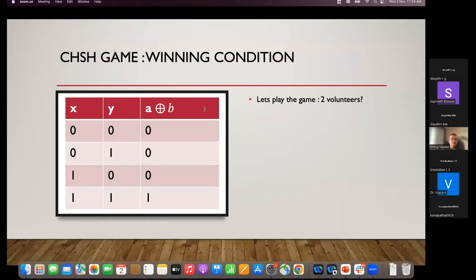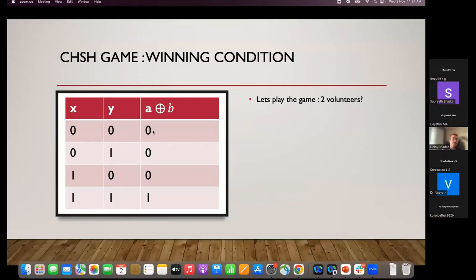Okay. Winning probability in that case... So X and Y are 0 or 1 with probability half each, and they are independent. So basically each of these four combinations occurs with probability 1/4. In the first case, when X is 0 and Y is 0, your A and B are both 0, XOR is also 0. So in this case, you will win the game.